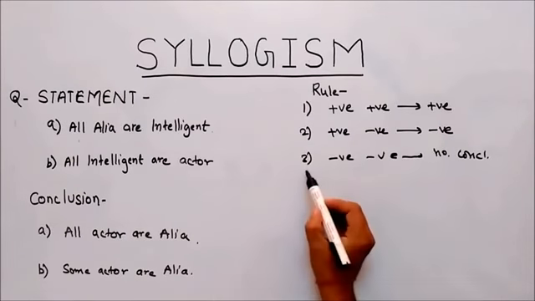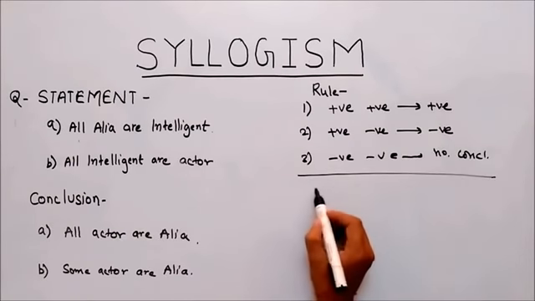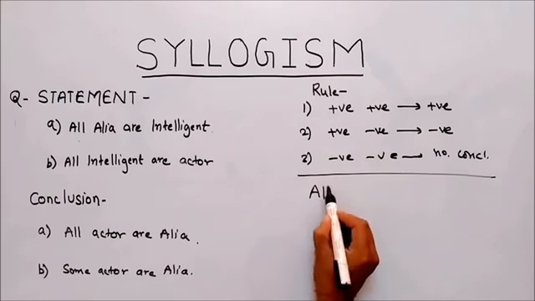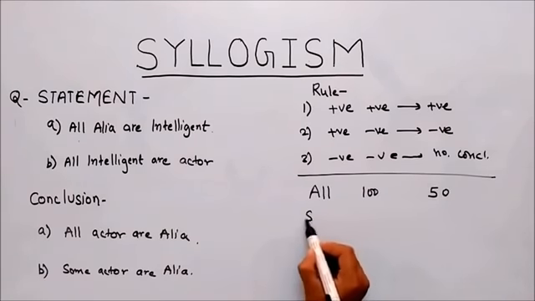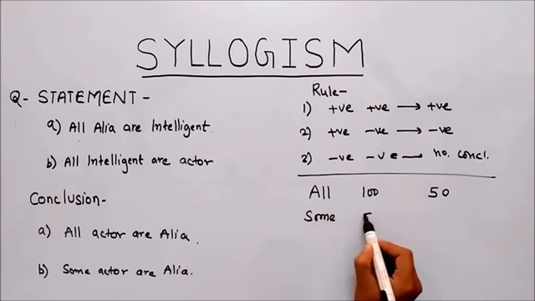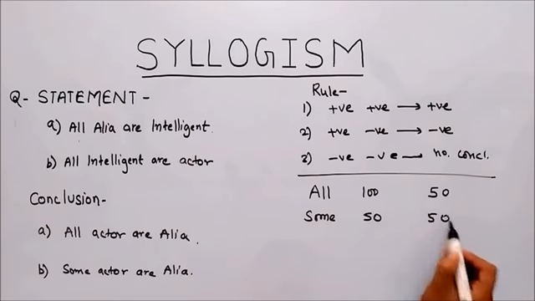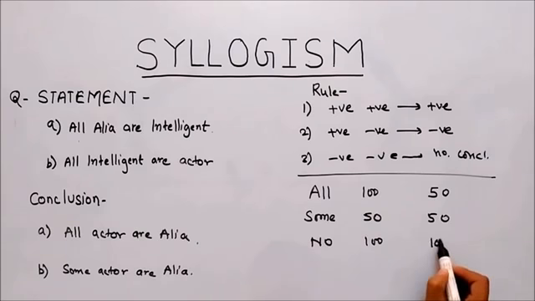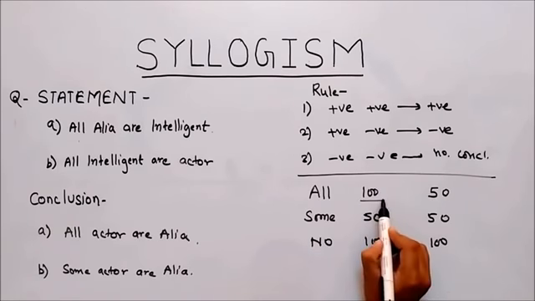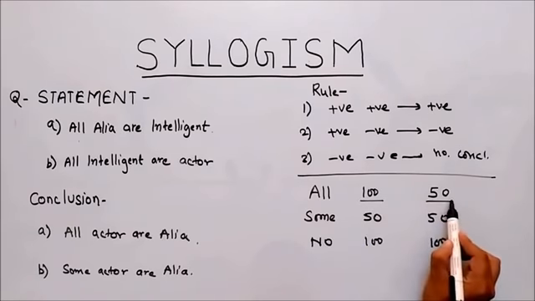Now the second rule: we have certain values for codes. For example, for all we have 150. For some, the code is 50 and 50. For no, it is 100 and 100. Here 100 is the subject and 50 is the object.